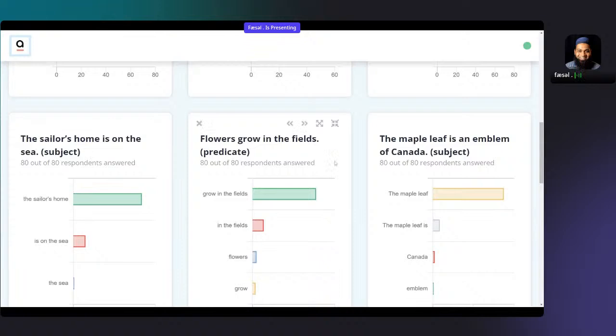Flowers grow in the fields. Next one. Identify the predicate. What are you talking about? Flowers. The rest of it is your information. Grow in the fields, that's your predicate. The maple leaf is an emblem of Canada. What's the subject? What are you talking about? Have you ever seen the flag of Canada? It's got a leaf. So that's your maple leaf. The subject is the maple leaf.